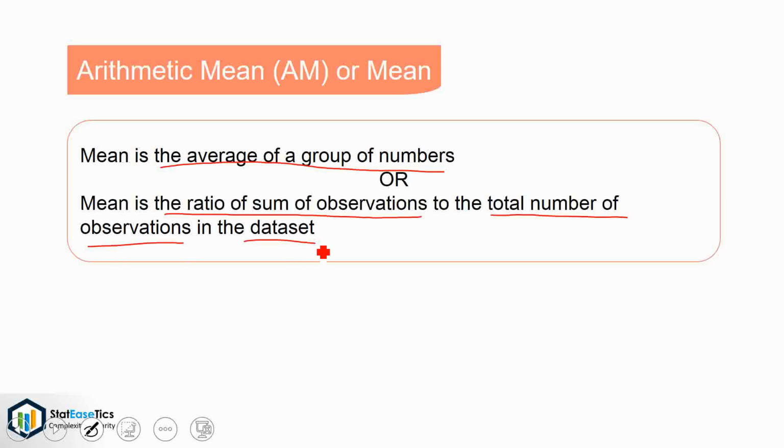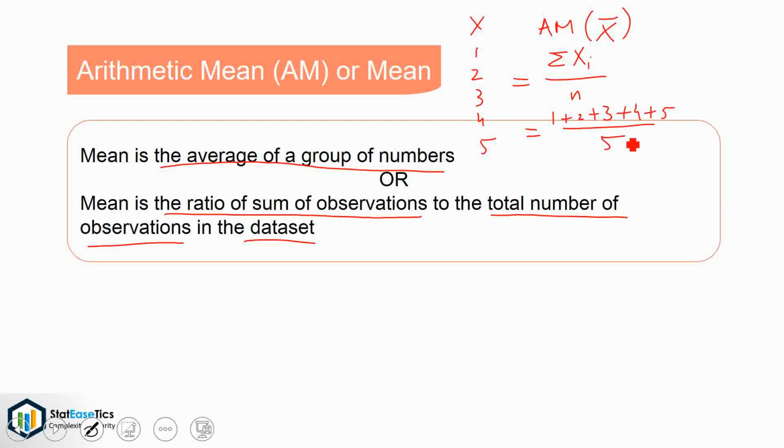For example, if we have a dataset, say X with observations 1, 2, 3, 4, and 5, then the arithmetic mean, which is symbolically written as X bar, is equal to sum of all the observations divided by total number of observations, which is equal to 1 plus 2 plus 3 plus 4 plus 5 divided by 5, which is equal to 15 by 5. Hence, mean is equal to 3. So, the arithmetic mean of the given data set is 3.